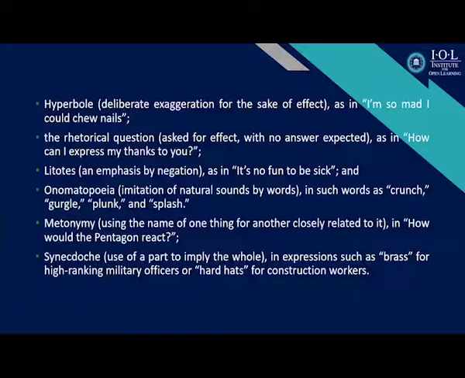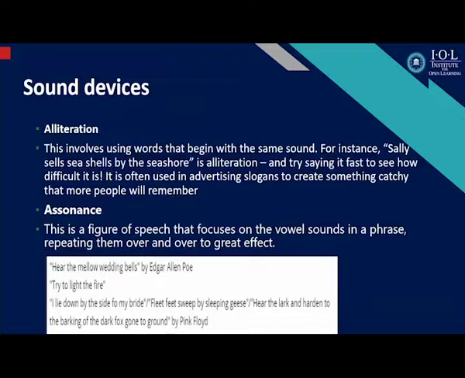We also have hyperboles, rhetorical questions, litotes, onomatopoeia, metonymies, synecdoche, and so on. We have so many figures of speech that can be found in your study guides. Study them, guys, understand them, be able to identify them if you're tasked to identify them in a test. And then we have sound devices. We have sound devices such as alliteration and assonance.